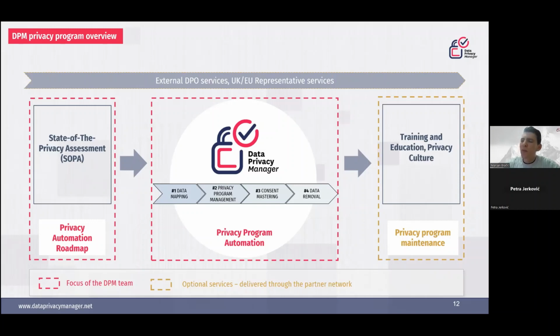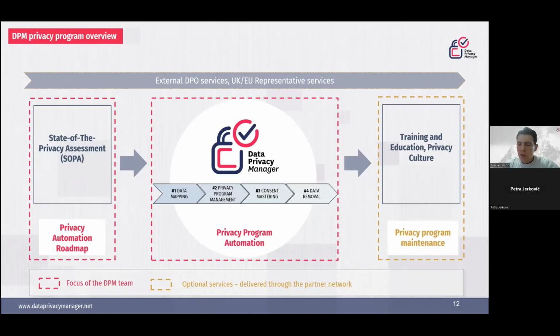So what we do is the implementation of DPM, and we have 4 different phases, 4 different products that we use, and one of them is consent and preference management, or consent mastering. So I'm going to drill into details about consent, of course, but we do other stuff.